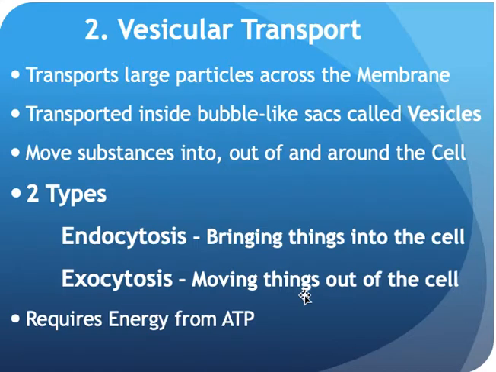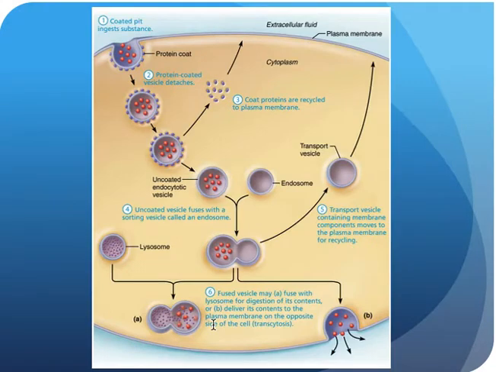Vesicular transport, we're going to get a couple more terms here. It transports large particles across the membrane. They're transported inside bubble-like sacs called vesicles, which is how it gets its name. We're moving substances into, out of, and around the cell. We have two types. We have endocytosis, which brings things into the cell, endo, inside. Exocytosis moves things out of the cell. Again, very important to remember that these require energy from ATP to move things around. Here's a little picture to link all that stuff together. We want to realize that we're using this vesicle to move things around.